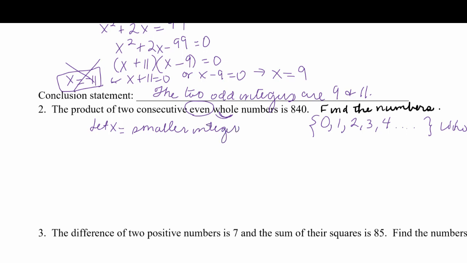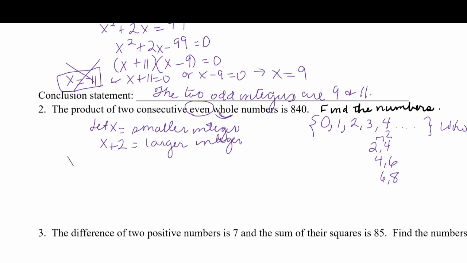And because pairs of even numbers are 2 away from each other, we will write x plus 2 as the larger integer. Because again, let me remind you, pairs of consecutive even integers, 2 and 4, 4 and 6, 6 and 8, are 2 units away from each other. Okay, our product is 840.